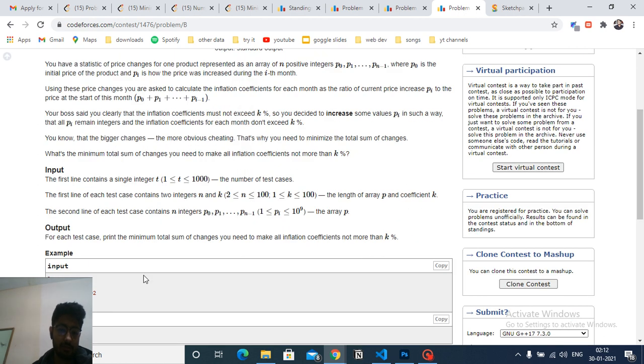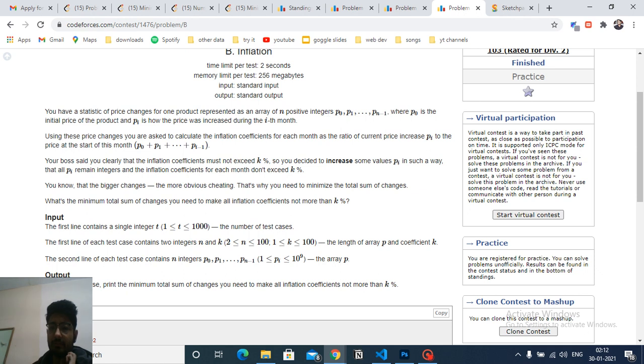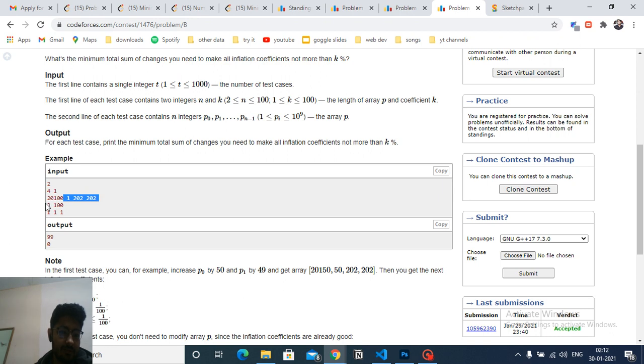As you can see, the p0th number is the initial price of the product, and pi shows how the price was increased during the ith month. So this is the initial price. For the price of the next month, it is equal to this plus 1. The price of this is this plus 202. It's increasing by this number. So the first defines the actual price of the product, and this is how much the price incremented in every month.